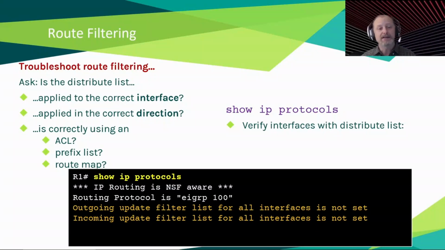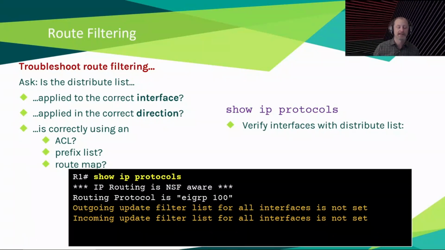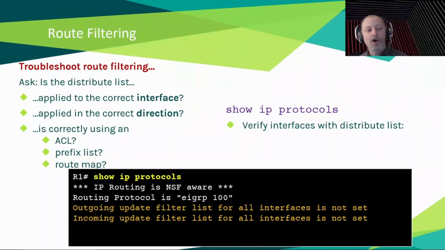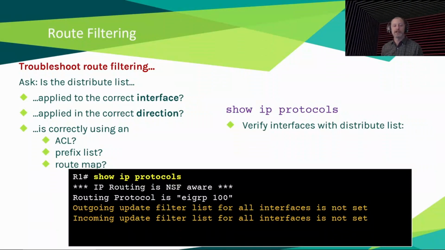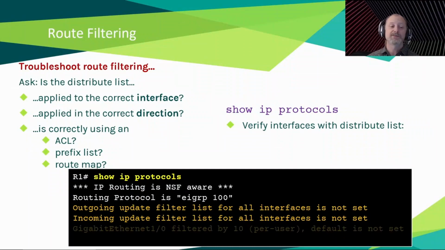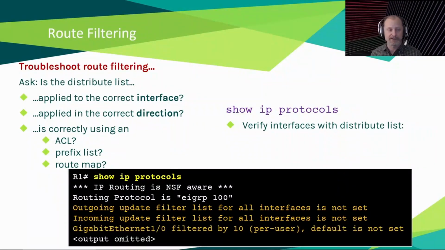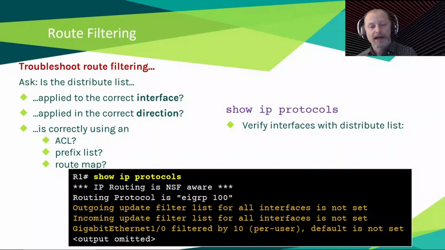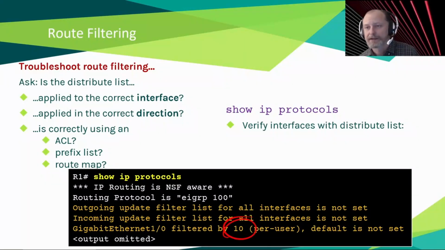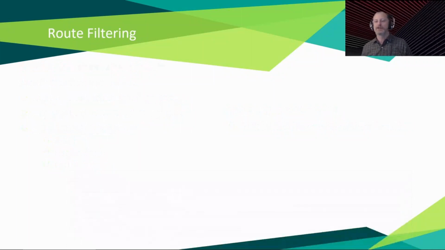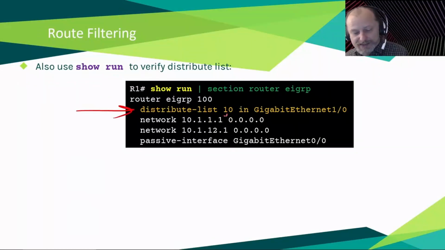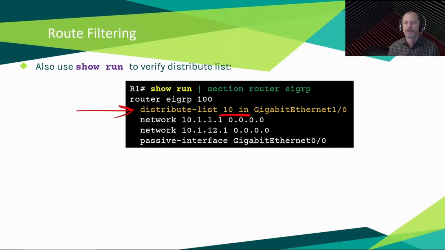We can set up a default filter that will affect any interface, either incoming or outgoing. In this case, we can see no outgoing or incoming update filter list for all interfaces has been set. No default list. We can also see if specific ones have been applied to specific interfaces. So Gig 1/0 has ACL 10 applied to it. If we do a show run, there's the command distribute-list 10 in GigabitEthernet1/0. Okay.